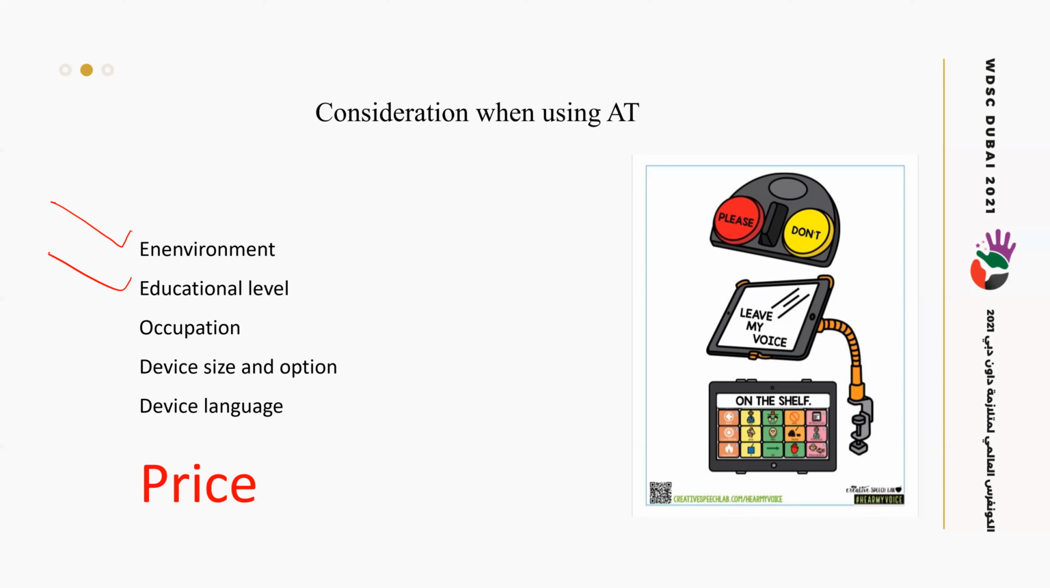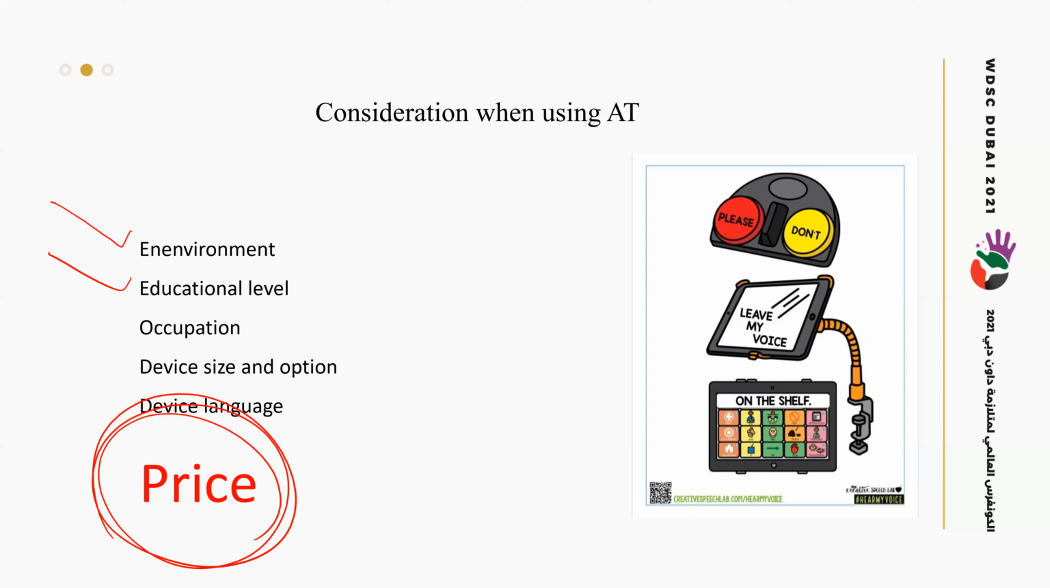Occupation: is he a student, or working in a work placement, or whatever. The device size and options: what is the size of the device, and does it affect the child or is it heavy on the child or not? What do the options include? It can be two languages or one language, how many words it can give me, and all of that. Device language is also most important. And the last one is very important, which is the price. Is it affordable for the parent to buy this device to use everywhere, and if it breaks, can they buy a new one?